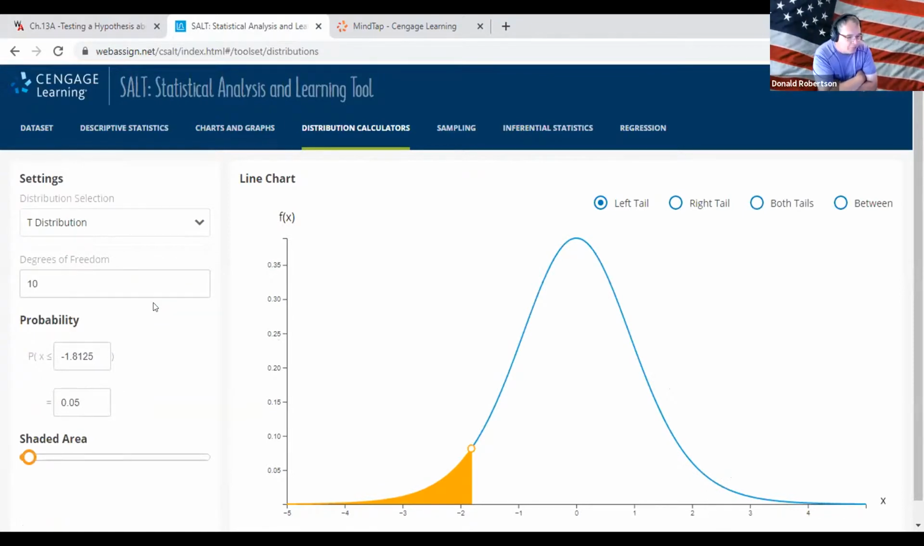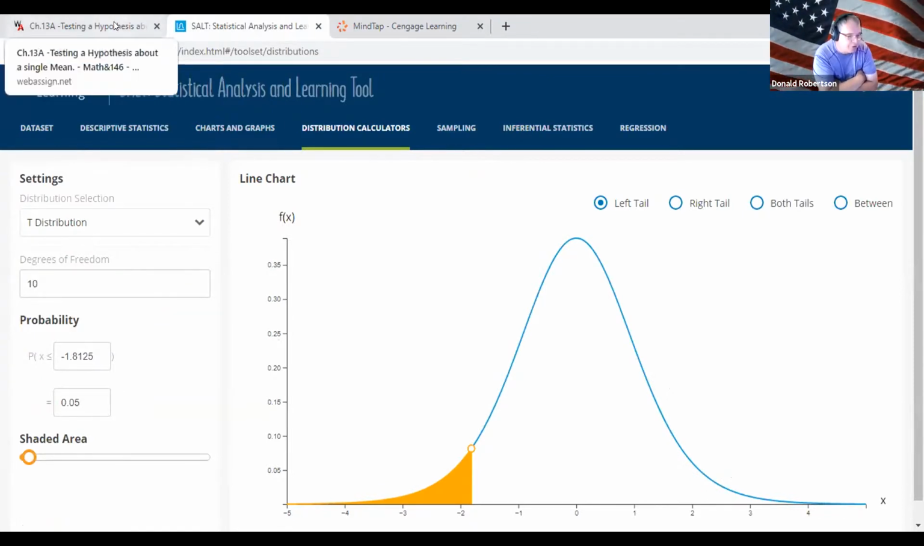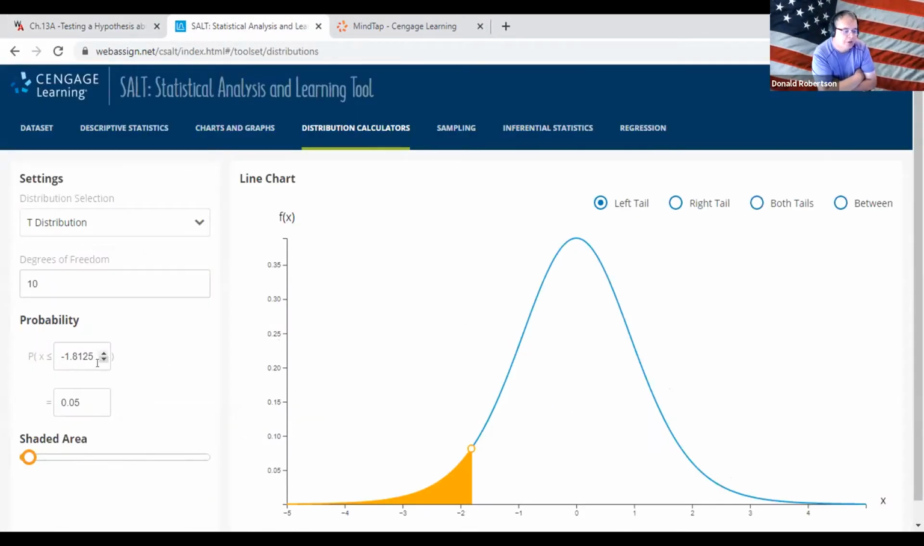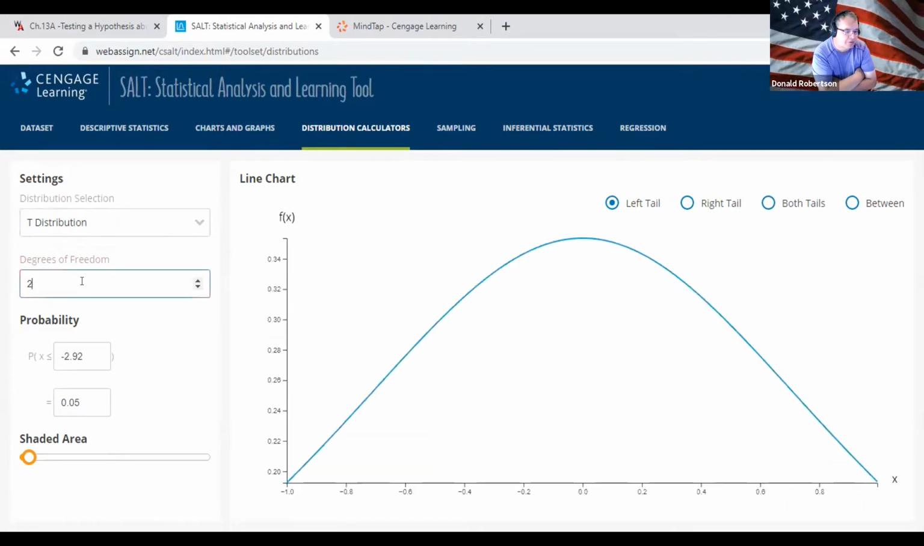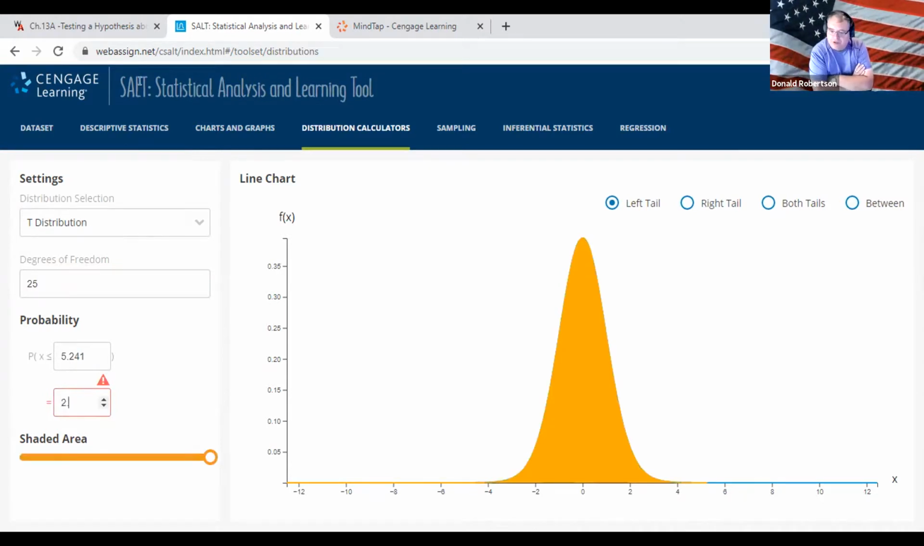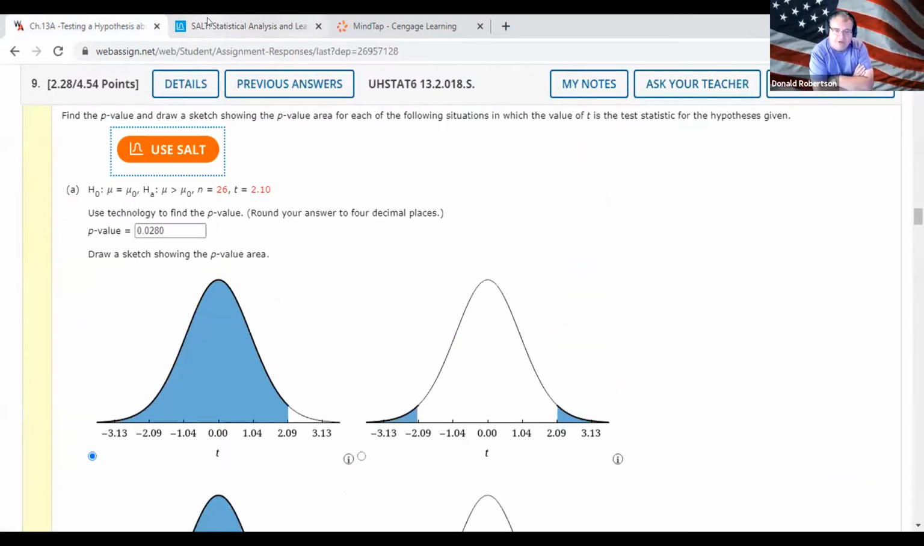The degrees of freedom are going to be 25 because there's 26 numbers in your sample, and degrees of freedom are one less than that. So you type in 25. You want to be greater than 2.10. So you should be able to go to the right hand side and choose right-tailed.